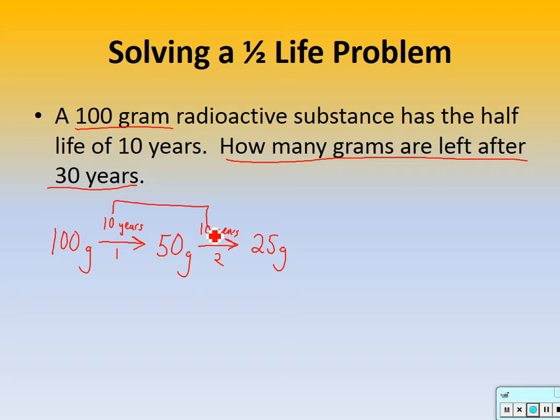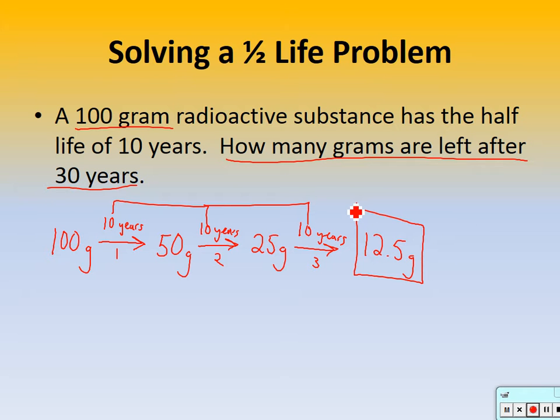So let's do another half-life. How do I represent a half-life? With an arrow. Put a number 3 under it because that's our third one. How many years is a half-life? 10 years. Okay. What's half of 25? 12.5 grams will remain. And how many years has that been now? 30 years. So there's your answer. After 30 years, you'll have 12.5 grams of it remaining.